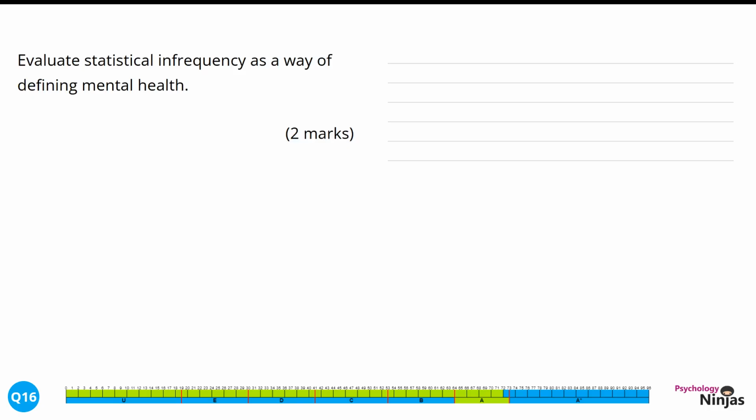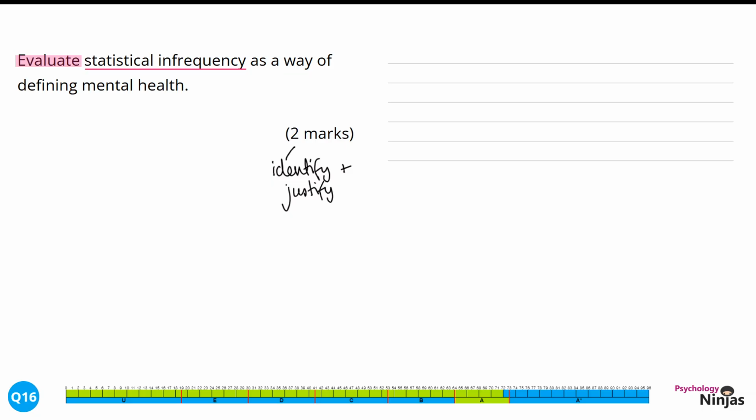Evaluate statistical infrequency as a way of defining mental health, 2 marks. Here we have the command word evaluate, which means we're just giving strengths and weaknesses. We need to apply this to statistical infrequency and ensure that our evaluation only links to this particular way of defining mental health. In order to get our 2 marks, we want to identify a particular strength or weakness and justify why that is a strength or a weakness for this particular definition of mental health.